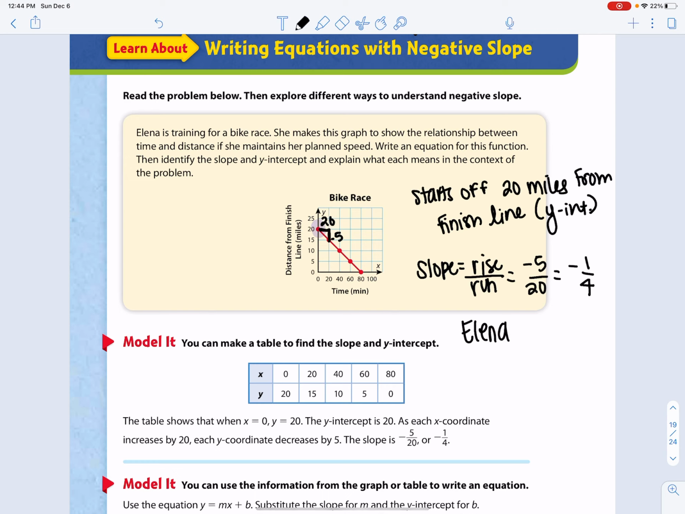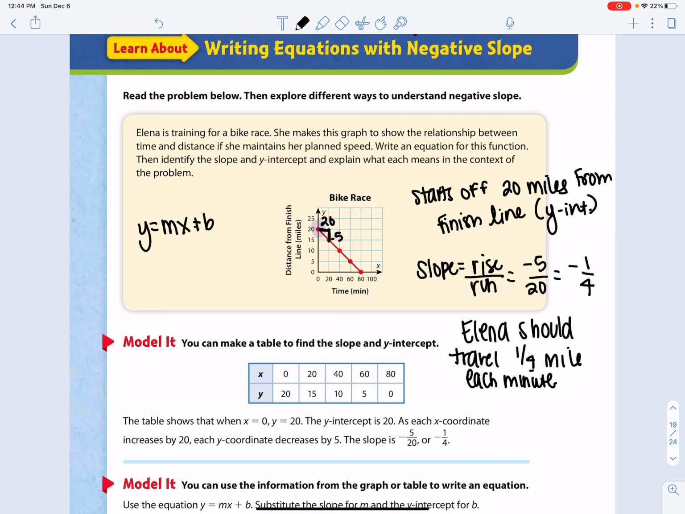Elena should, let's say, travel 1/4 of a mile each minute. Okay, and since we have our slope and we have our y-intercept, we can easily write an equation, which needs to be in the form of y equals mx plus b, which is our slope-intercept form. So y equals m, which is our slope, negative 1/4 x plus b, which was 20.